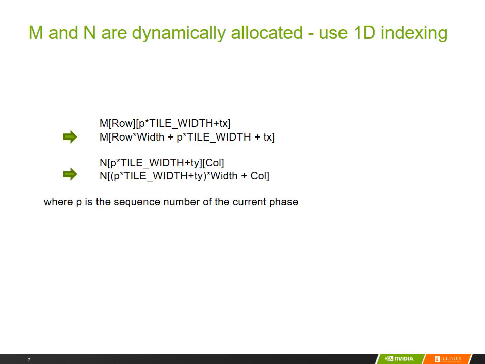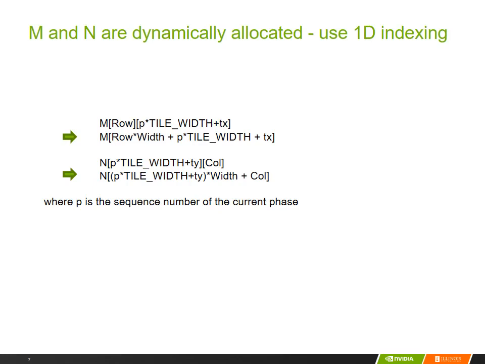Now we're ready to finalize the indexing for M elements when we load the tiles. From the previous discussions, we know that for each phase, we're going to need to advance the column index of M by a full tile width. So if we're in phase P, the column index of M is going to be P times tile width plus the x dimension of the thread index, whereas the row index remains the same throughout.